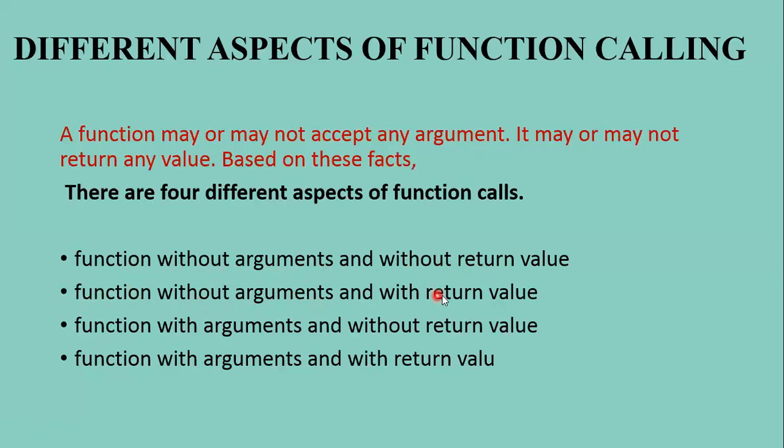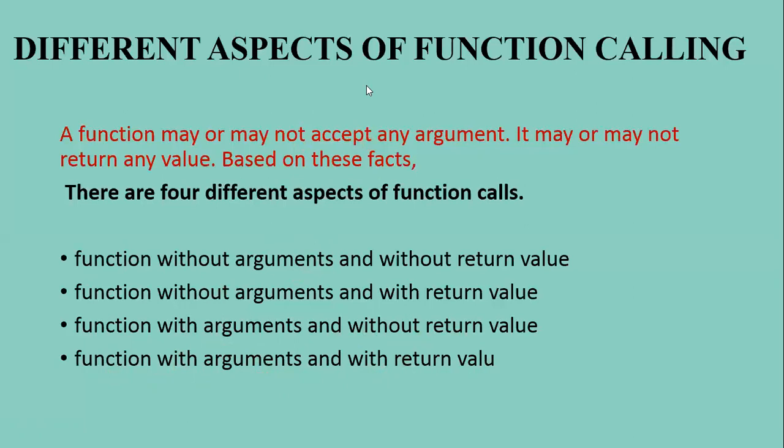Function without arguments, but with return value: there are no inputs, but you will get the answer through the return value. Next, function with arguments but without return value: here you give the inputs, but there is no return value. Finally, function with arguments and with return value: inputs are there as well as a return value. These are the four aspects you need to keep in mind.